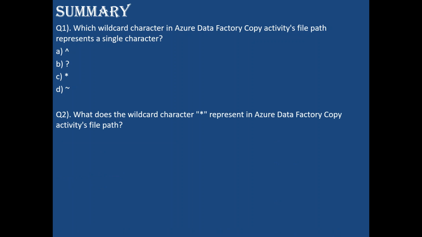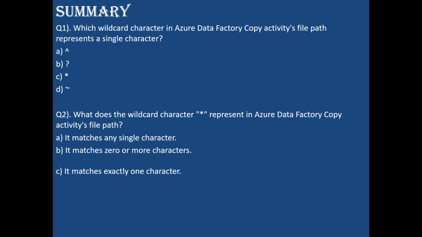What does the wildcard character star represent in Azure Data Factory copy activity file path? It matches any single character. It matches 0 or more characters. It matches exactly 1 character. It matches any directory. So it matches 0 or more characters, so it can match any characters.